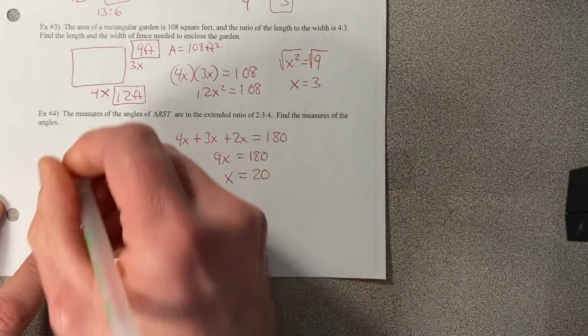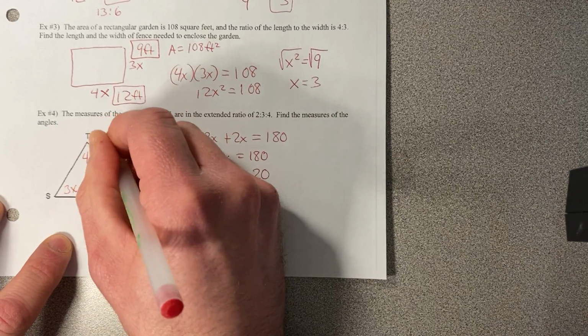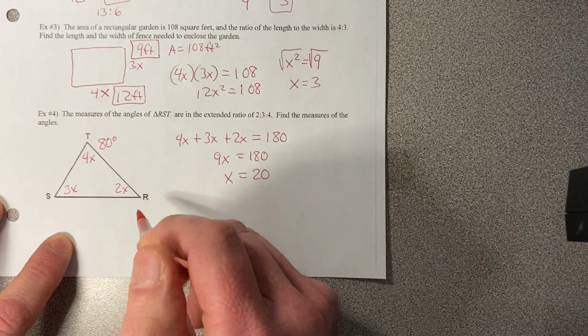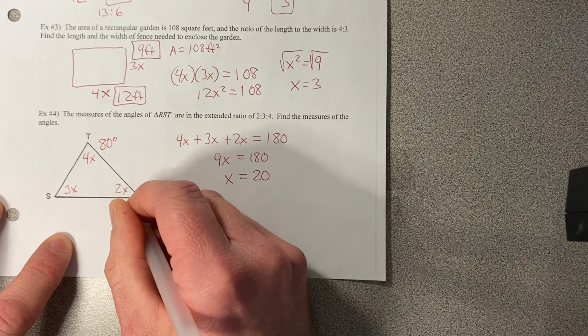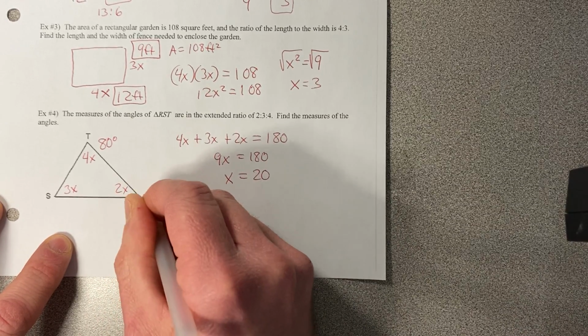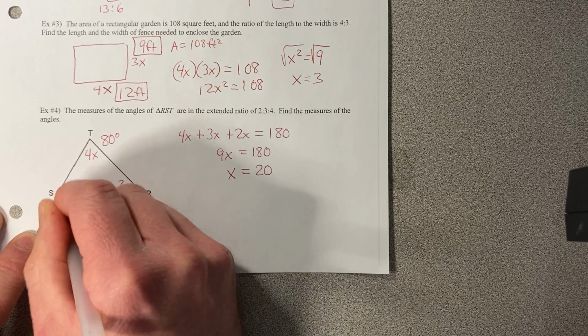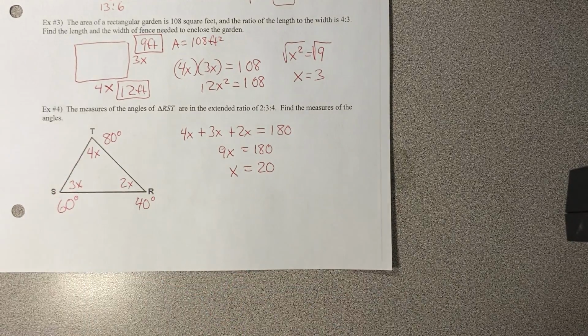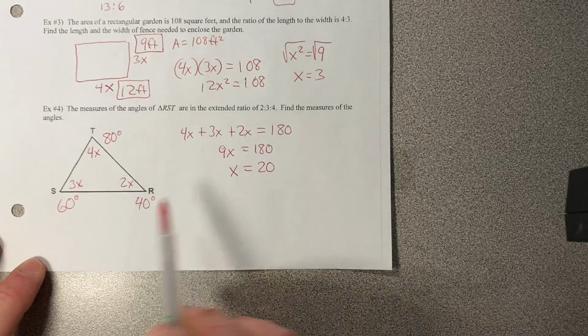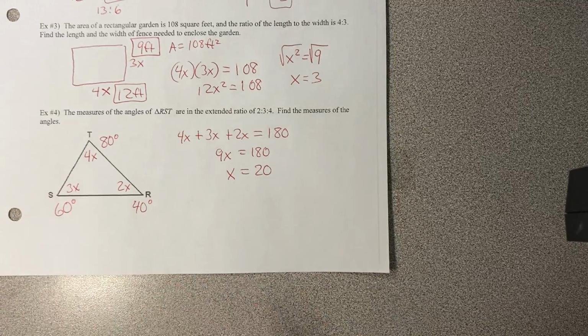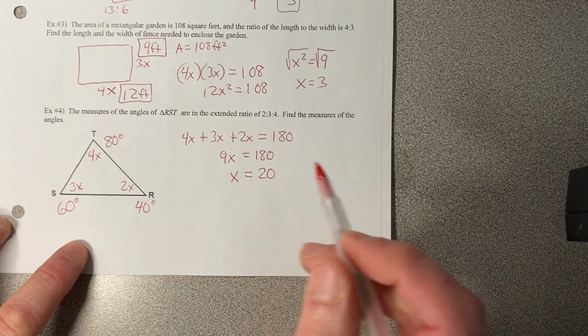What's the measure of angle T? 80 degrees. Measure of angle R? 40 degrees. And the measure of angle S? 60 degrees. By the way, could you kind of check your answer? Do these add up to 180? They do. What do you guys think so far?